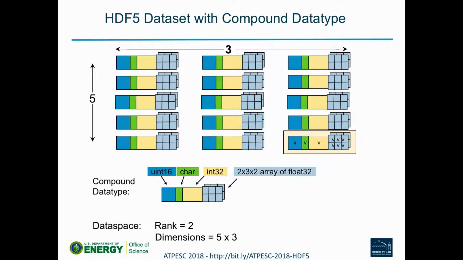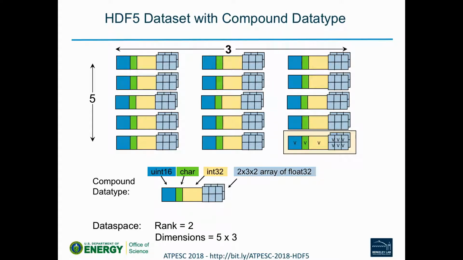HDF5 will gladly let you create arbitrarily deeply nested data type definitions. So you can have compound data types that have variable length sequences of array types whose elements are compounds that have whatever you'd like to do. We've got some wonderful tests. You can go look at them.